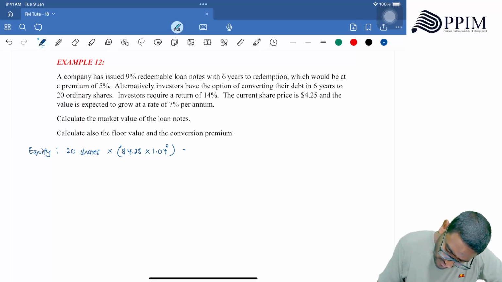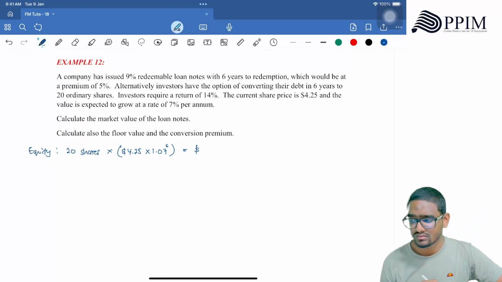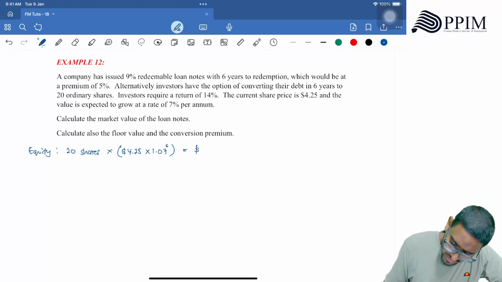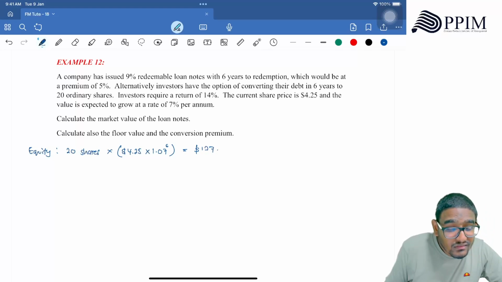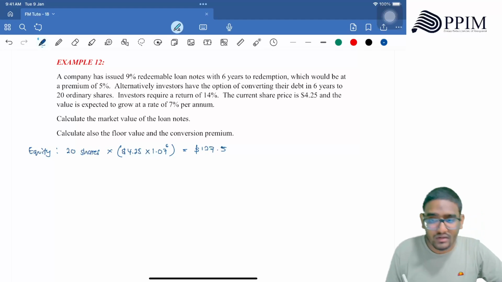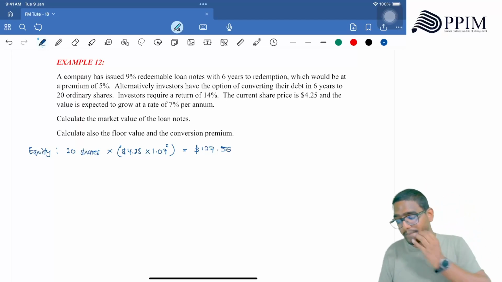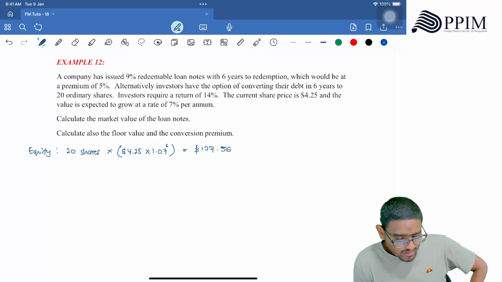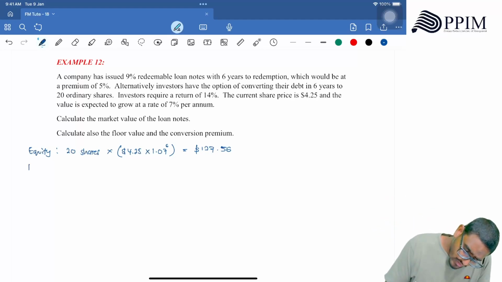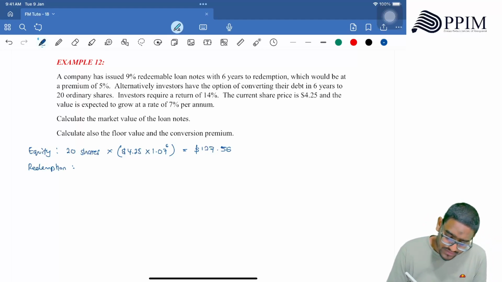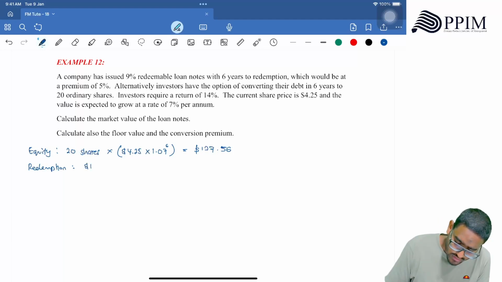So when you calculate this, how much do you get in terms of value? 127.56. Okay. Then if you do a redemption, what do you get? They're saying you're going to redeem at 5% premium. So you're going to take 100 multiplied by 1.05, you get 105.